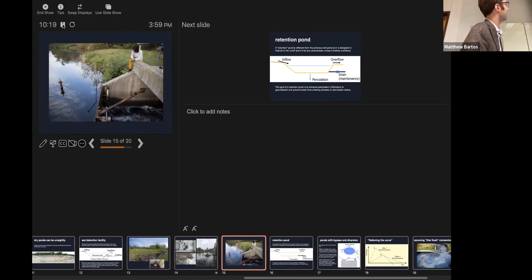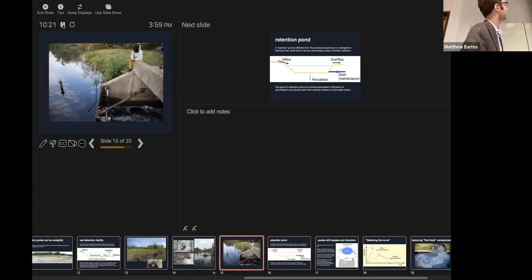Here's just another example of a wet pond. You have similarly another type of valve on this one, as well as an overflow structure, which is this weir here. So this is just a couple of images of what a wet pond looks like. Are there any questions on wet ponds?